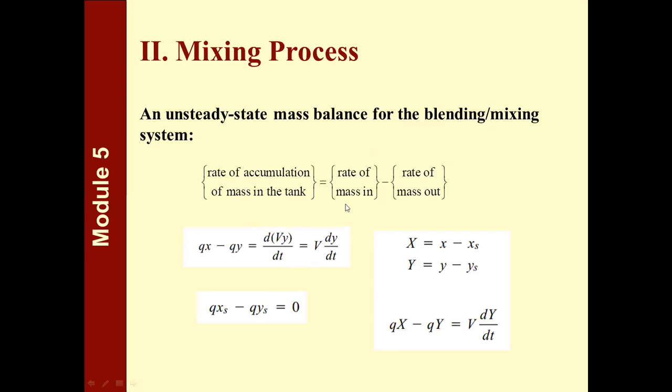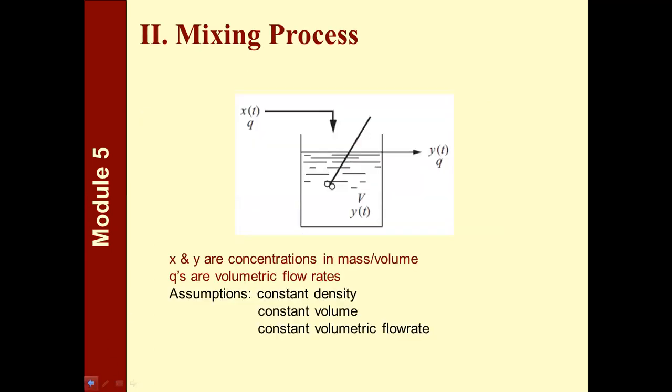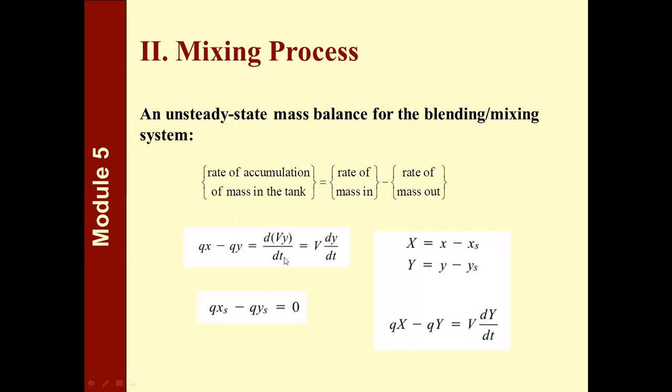Whereas in terms of rate of mass in and out, it's the product of the volumetric flow rates and the concentrations of the liquid entering the tank and leaving the tank. So you have here Qx minus Qy equal to d of Vy dt. Now, volume, as mentioned in the previous slide, is assumed to be constant. So when you differentiate this expression, you can write it before your derivative. So you're simply going to write the right side of this equation as dy dt.